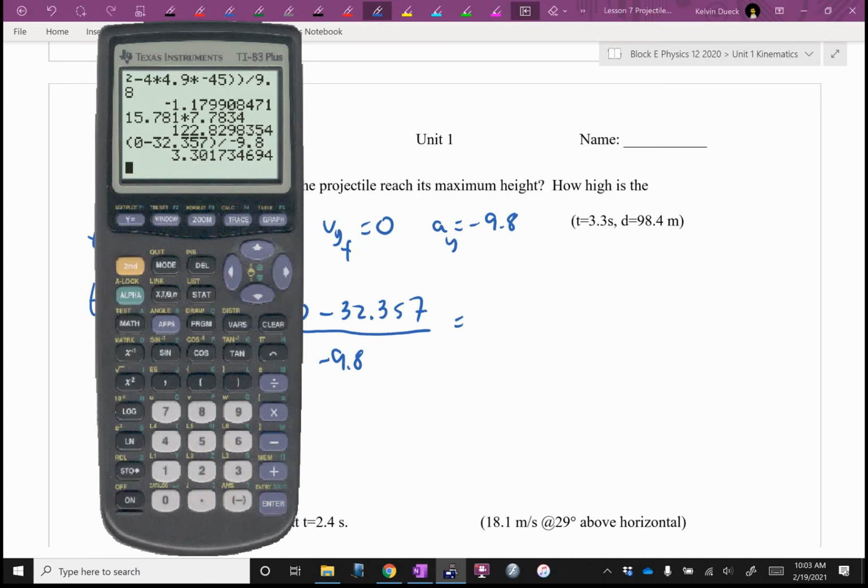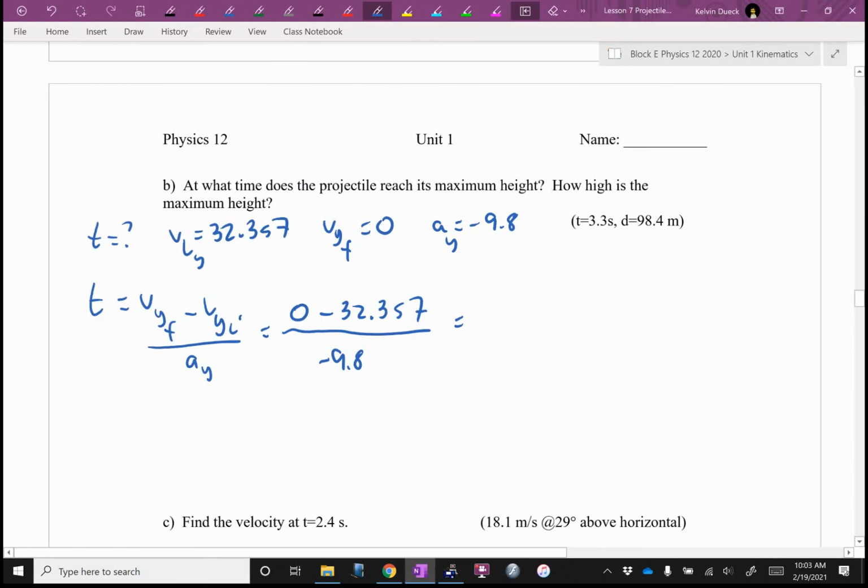Jack, did you get 3.3017, something like that? That's my way of saying, did you type it in, or are you following along, or are you zoning out? Okay, so pick up where we are at least. Is it 3.30 seconds? Okay. And what was the second thing they wanted me to find? dy. Okay.